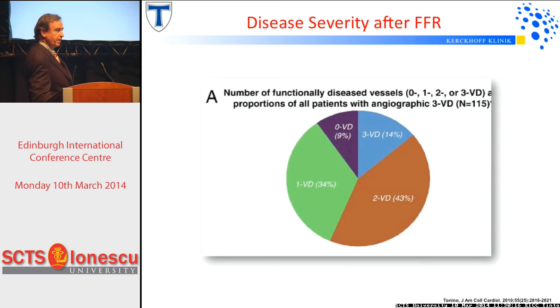And this is what you find if you look systematically at angios. In this publication here, all patients had triple vessel disease on angiograms, but if you do FFR in these triple vessel disease patients, then only 14% of the patients ended up having triple vessel disease. 43% of the patients had double vessel disease. 34% of patients had only single vessel disease, according to FFR. And 9% of patients even had no relevant lesion at all, so they did not need revascularization at all.